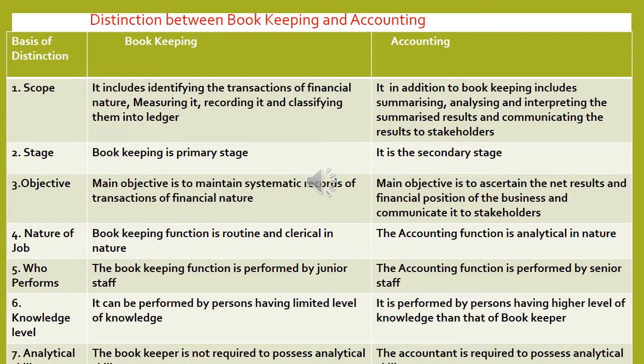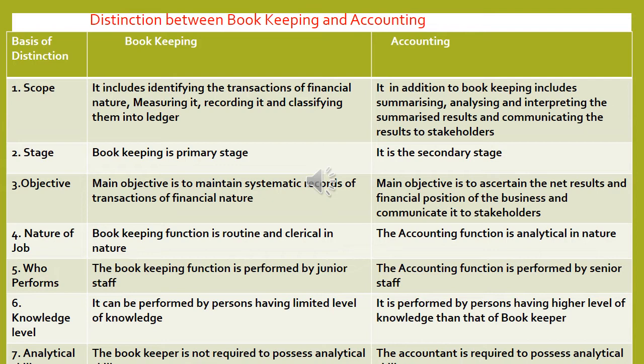Then at what stage are we doing the bookkeeping and accounting procedure? Bookkeeping is the primary stage. In bookkeeping, we identify the transactions, and if they are in terms of money, we record them, group them and write them in ledger books. So that is the primary stage. And accounting is the secondary stage. Accounting starts where bookkeeping ends. In accounting, in addition to bookkeeping, we have to summarize, analyze, interpret and communicate.